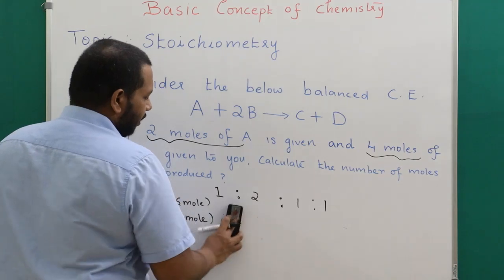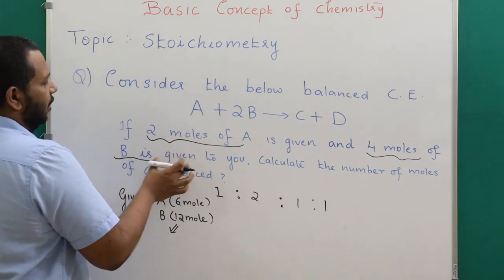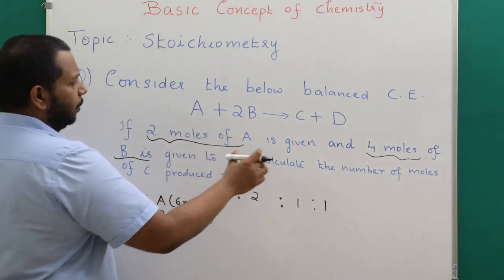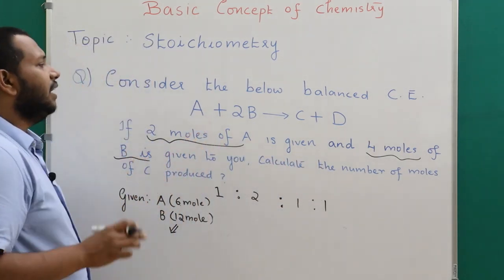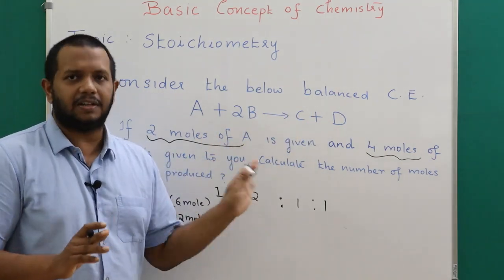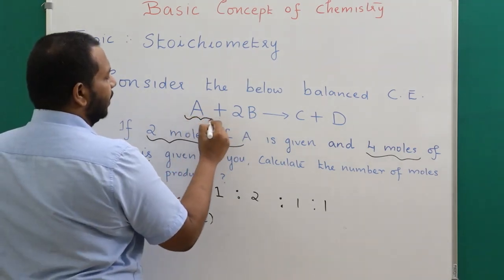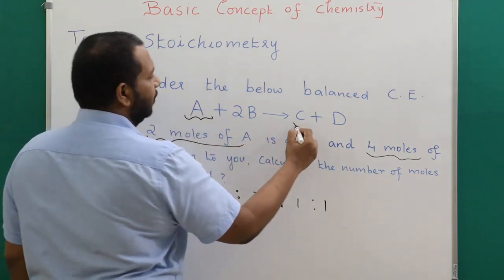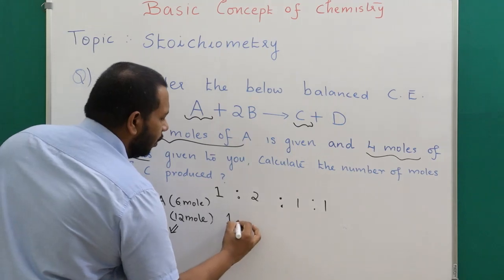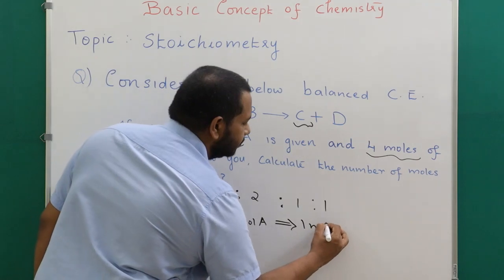We will do it with our normal way of doing. We know that here 2 mole of A and 4 mole of B are given to you. Now you want to calculate the number of moles of C produced. If no limiting reagent is there, you need to take either A or B. I will tell why. Now suppose I am taking only A. Then if I want to calculate C, I will consider A and C only.